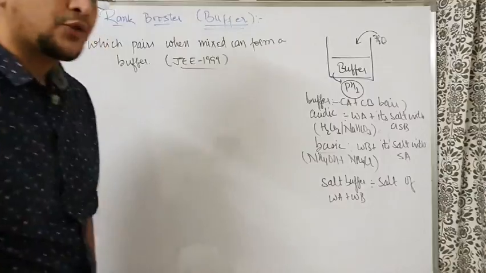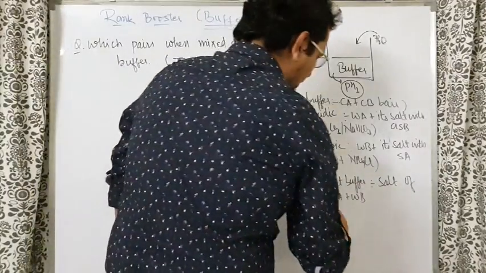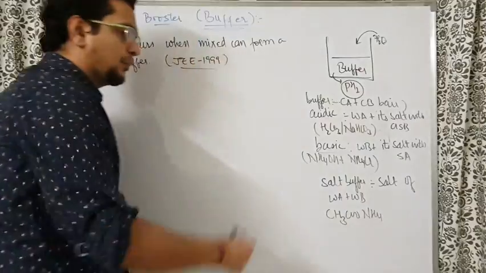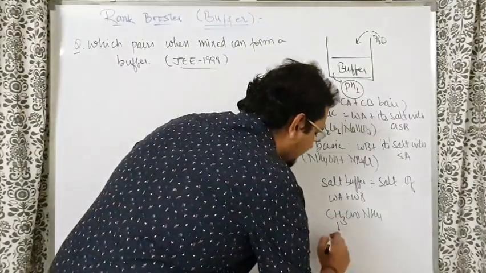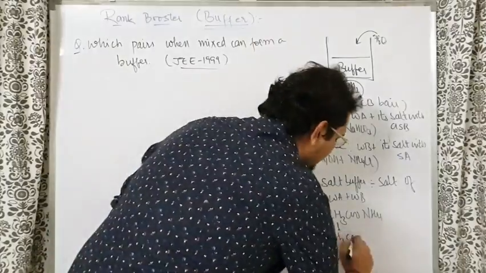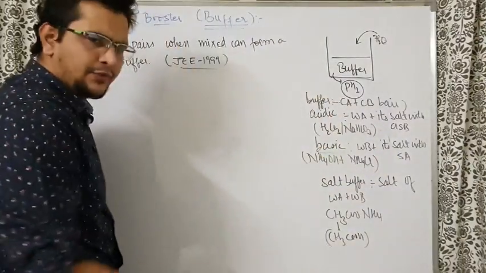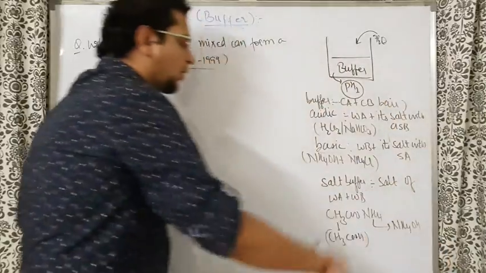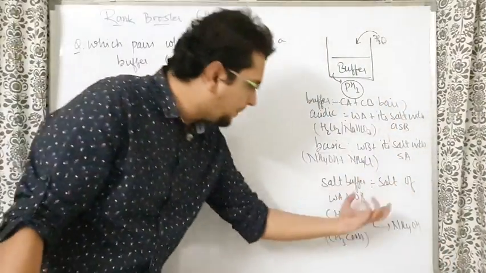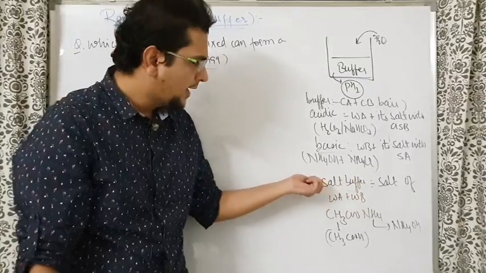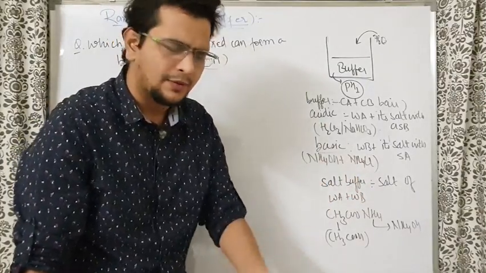So what happens in the case of salt buffer? Nothing much, we have a salt of a weak acid and weak base, like CH3COONH4, ammonium acetate. Ammonium acetate is made from CH3COO minus, acetate ion, which is coming from acetic acid, which is a weak acid, and NH4 plus is coming from NH4OH, which is a weak base. So the combination of these two will give you a salt, that is the weak acid weak base salt, and this also acts like a buffer, salt buffer.